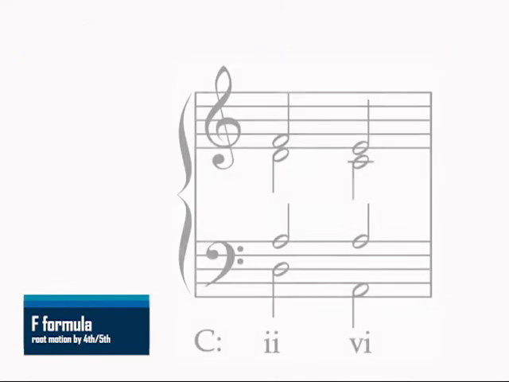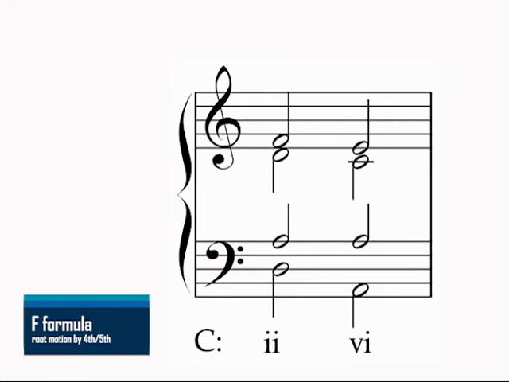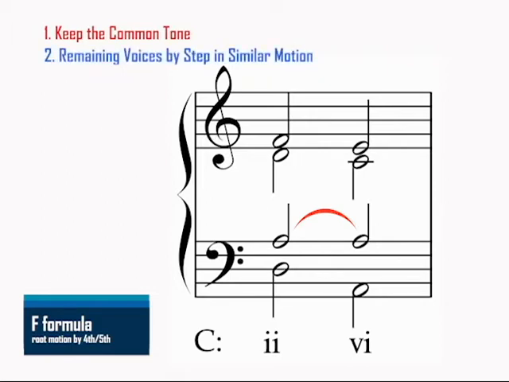Here we have 2 chords in the key of C, a 2 chord going to a 6 chord. The first step is to find the note that's common between these 2, in this case it's here in the tenor, the A, and then the remaining voices move by step in similar motion.